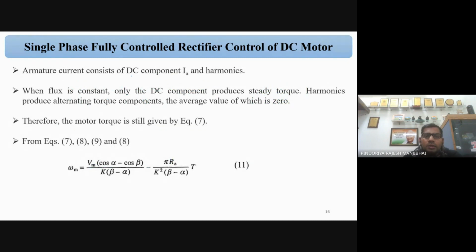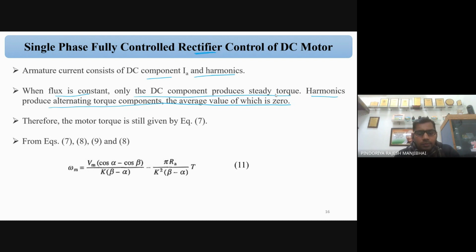The armature current consists of the DC component, that is IA, and harmonics. Obviously there is a DC component because here is a rectifier. When flux is constant, only the DC component produces the steady torque. Harmonics produce an alternating torque component whose average value is zero, because the positive and negative cancel out.